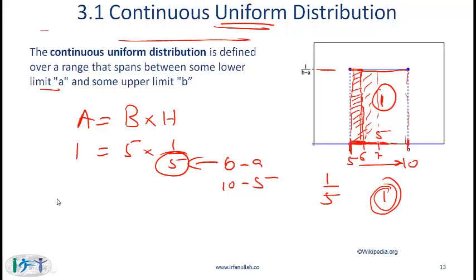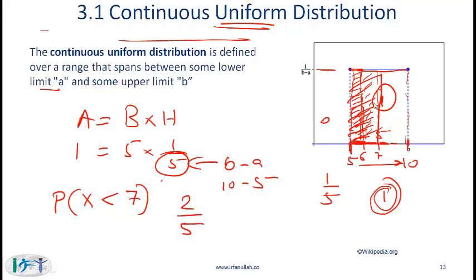If I ask you what is the probability that the random variable is less than 7, then essentially I am asking what is the probability of this rectangle, because anything less than 5 has a probability of 0. The probability that the random variable is less than 7 is simply 2 divided by 5. So that is also the area of this rectangle. So this is fairly straightforward once you understand what is going on.